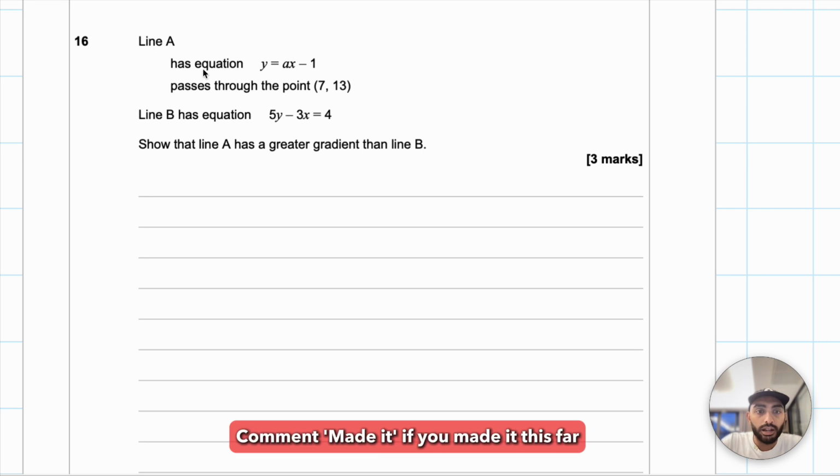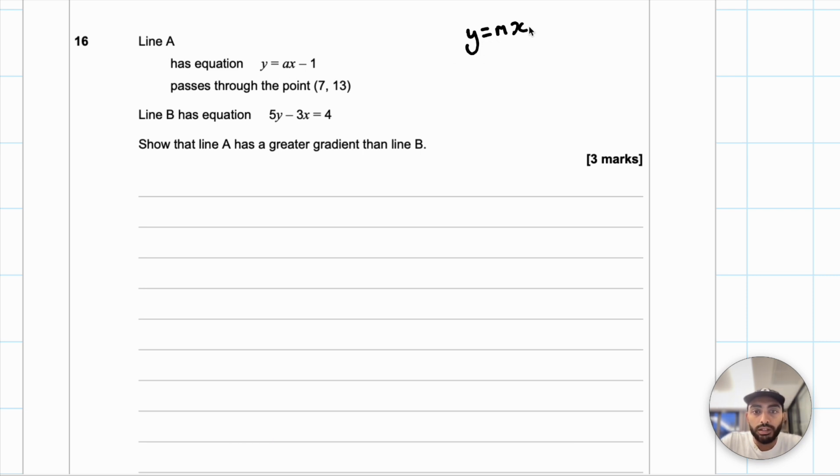Question 16, line A has equation y equals ax minus 1. The general form for the equation of a line is y equals mx plus c, where m is the gradient and c is the y-intercept. This is just saying, where does it cross the y-axis? The gradient is saying how steep the line is. For this first line, m would be a, and the point where it crosses the y-axis is going to be 0, negative 1. So c is negative 1.